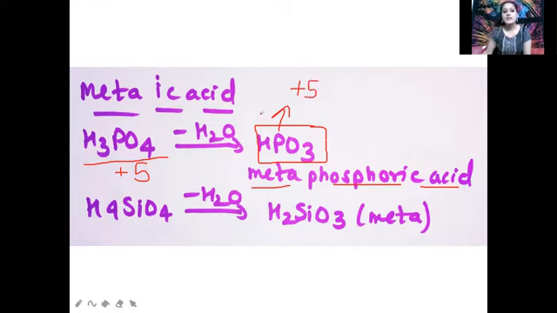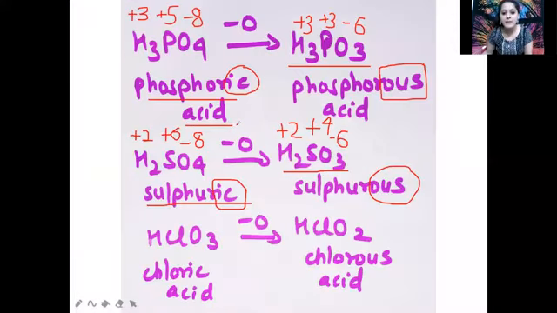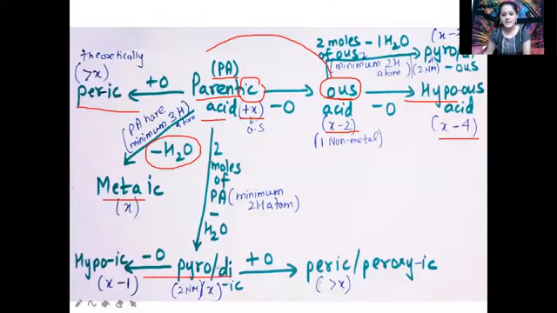Now let us understand when to use pyro-ic acid. So we have the example of pyro or di-ic acid. Now in this case, what you have to do is take 2 moles of the parent -ic acid and remove one water molecule out of it. So we will take 2 moles of the parent -ic acid and remove one water molecule, and you are going to get pyro or di-ic acid. And you can also see that the oxidation state will remain the same. If it is plus X over here, you're also going to get plus X over here. So the oxidation state remains the same.